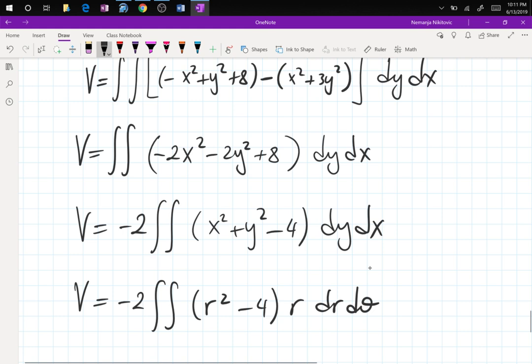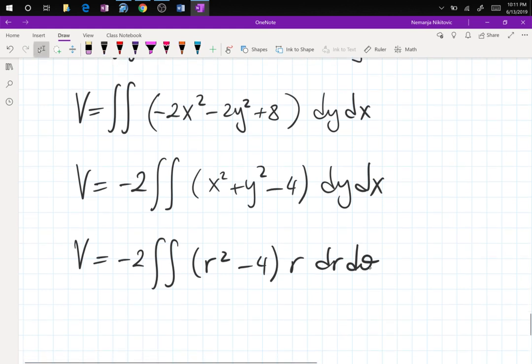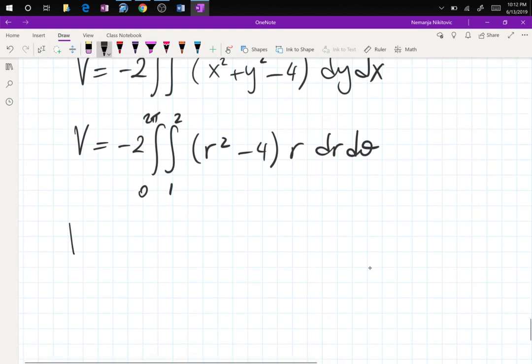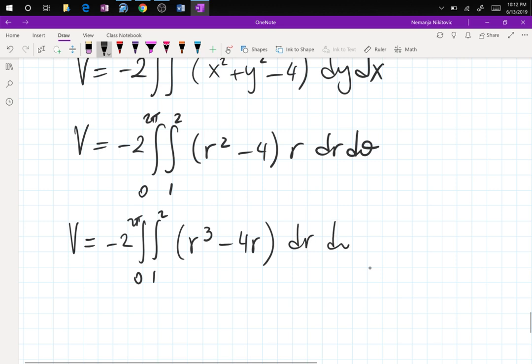I want the full circle. This shape is round, so 0 to 2 pi. And my inner radius is obviously 1 to 2, because it had the hole through the middle of 1, right? And it's extended as far out as 2. So now all I need to do is clean this up, and in 2 steps I will have the answer. So volume is negative 2 double integral, 0 to 2 pi, 1 to 2, and over here I have r cubed minus 4r dr d theta.